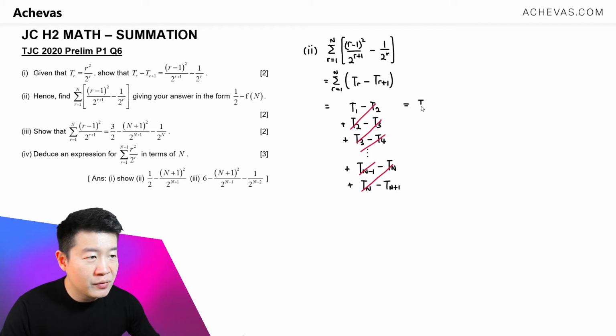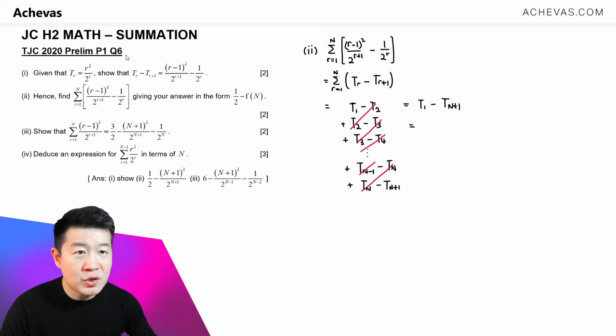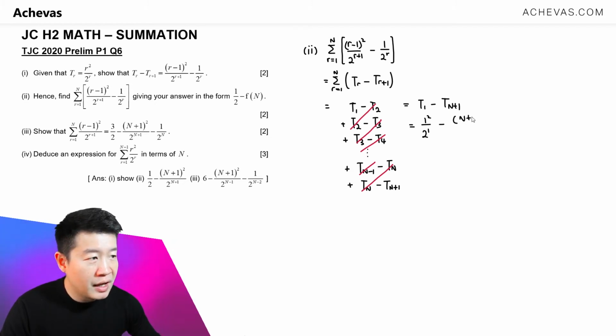So this is going to be left with T1 minus Tn plus 1. Then we're going to make use of the definition of Tr. Replacing r by 1 gives me T1, so it is going to be 1 squared divided by 2 to the power of 1. Then minus away Tn plus 1, which is going to be n plus 1 squared divided by 2 to the power of n plus 1.